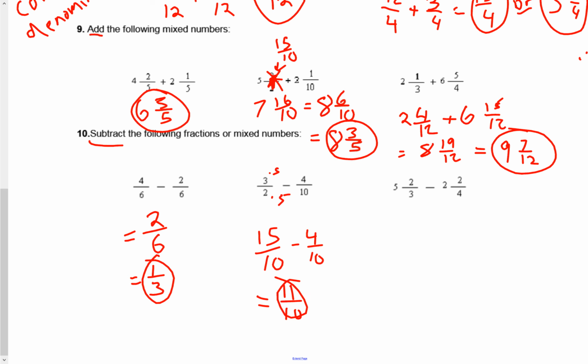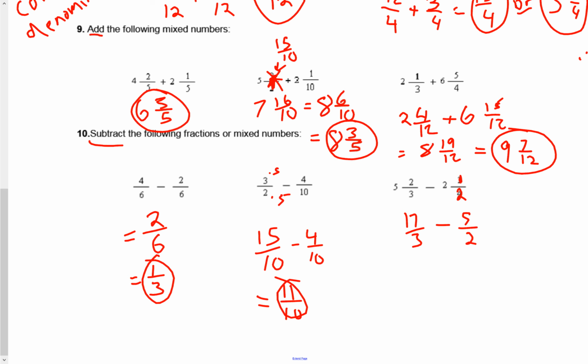Alright, finally we have one that we're subtracting with mixed numbers. So before we go on and try to find a common denominator, here's something that will help us, is changing this to 1/2. 2/4 is 1/2. So this should be reduced right away. Okay? Then with subtracting, again, we want to change them to an improper fraction first. So 5 times 3 is 15 plus 2 is 17 thirds. Minus 2 times 2 is 4 plus 1 is 5 halves.